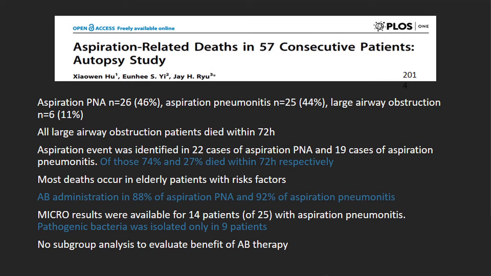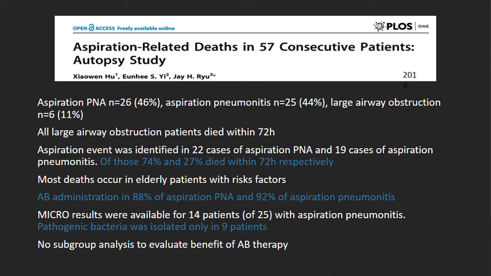It's from 2014. It's aspiration-related deaths in 57 consecutive patients. This is a pathology study where they found aspiration pneumonia, aspiration pneumonitis, and large airway obstruction as a cause of death for these patients. Obviously, the patients that had large airway obstruction died within 72 hours. They were mostly older patients, above 70 years old. Aspiration events were identified in 22 cases of pneumonia and 19 cases of pneumonitis. And of those, 74%, 27 patients, died within 72 hours.